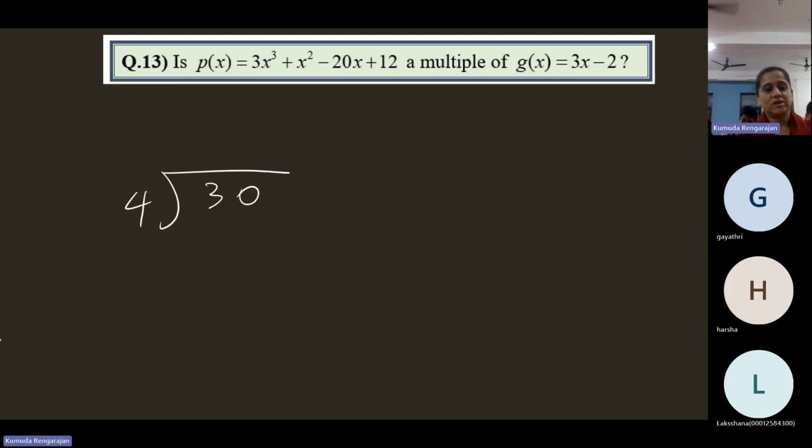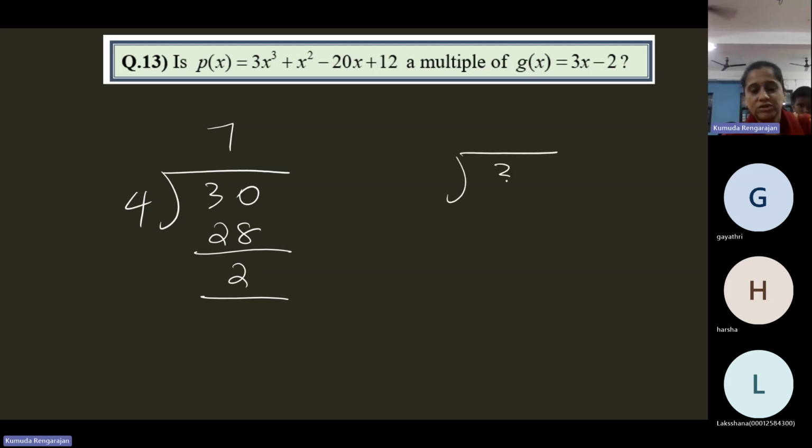Now, if the question is, is 30 a multiple of 4? 4 sevens are 28. What's the remainder? 2. Whatever the remainder is, it's not 0. If the remainder were 0, then it is a multiple. The remainder is not 0, so it's not a multiple.